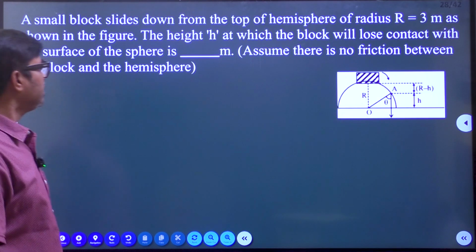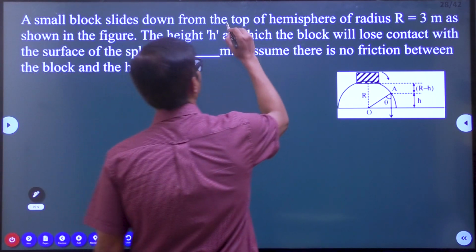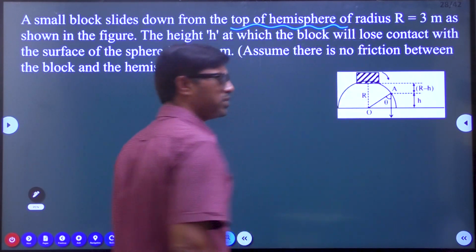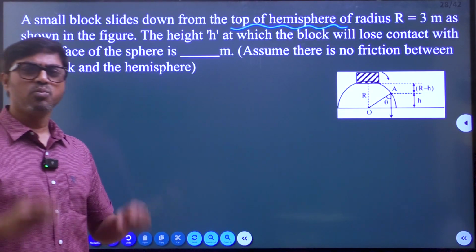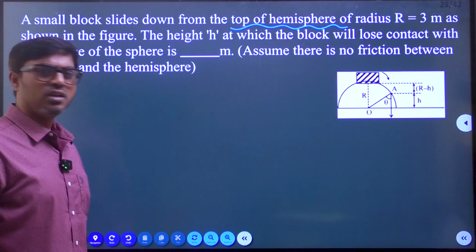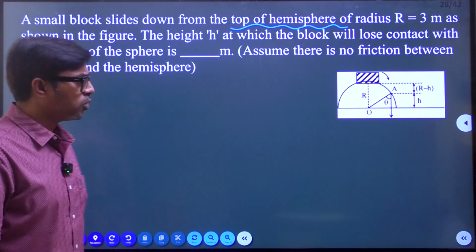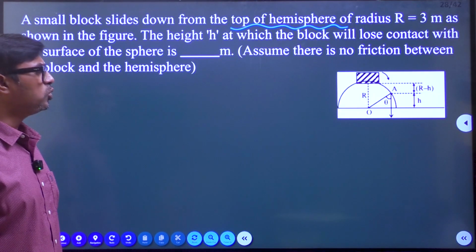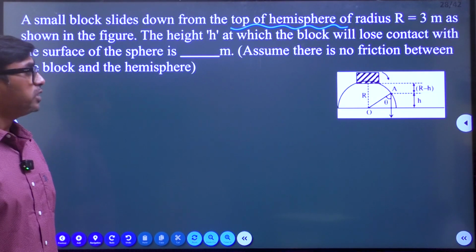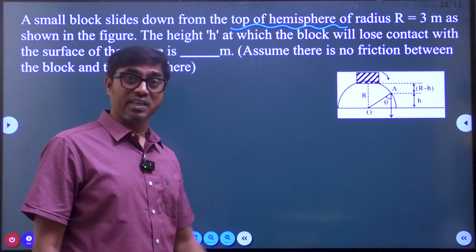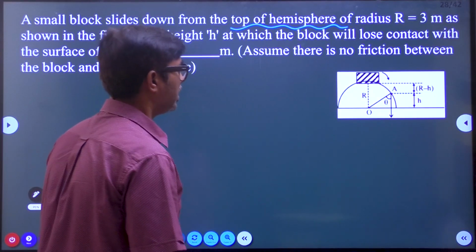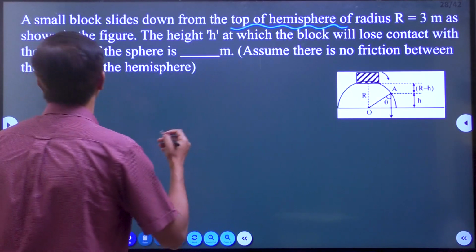A small block slides down from the top of a hemisphere. So this problem is very, very famous. In every module, every study material, every book, you will see this problem. Very important. I'm sure you have seen it many times. But it is in the exam also. They will ask again on the same idea.